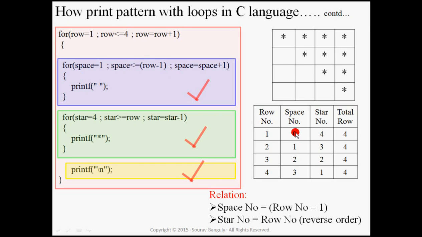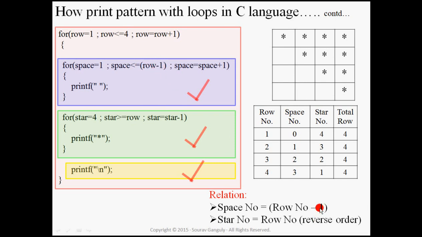That means row number 1 minus 1 means 0. Row number 2 minus 1 means 1. Row number 3 minus 1 means 2. 4 minus 1 means 3. And star number is row number in the reverse order. That means 4321. So we initialize the space with 0, space less than equal to row minus 1.